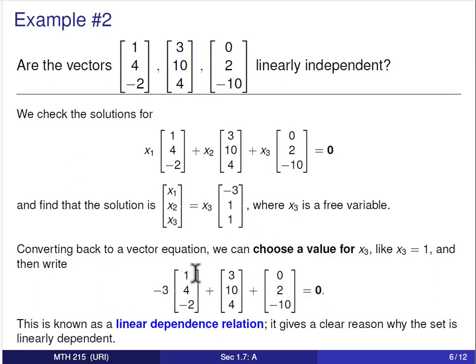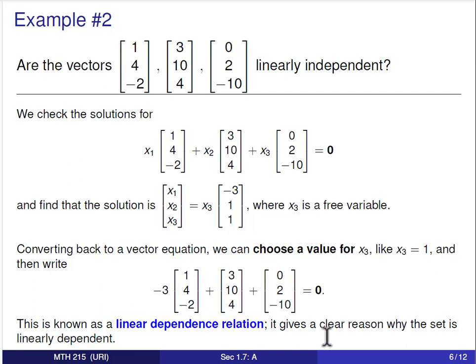You'll see in the first entry, negative 3 plus 3 plus 0 equals 0. Negative 12 plus 10 plus 2 is equal to 0 in the second row. And positive 6 plus 4 minus 10 is equal to 0 as well. Now, when you choose values for your free variables and you actually come up with numbers that work in the equation that we're supposed to check, this is known as a linear dependence relation. And you'll notice that it gives a clear reason why our set is linearly dependent. The question was, are there non-zero coefficients you can use? And yes, indeed, there are.